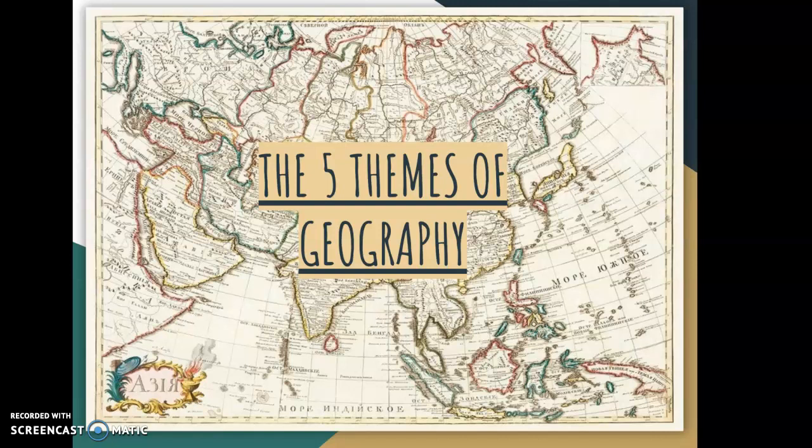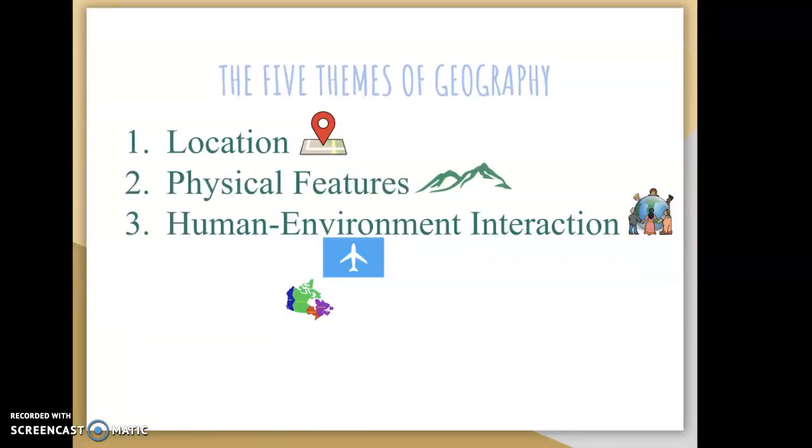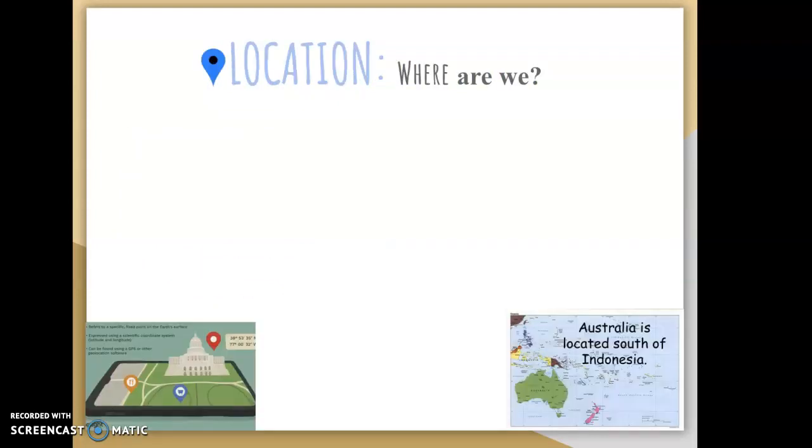But today's lesson is the 5 themes of geography. So we have location, physical features, human environment interaction, movement, and regions. We're going to go through each one of these. So, 2 types of location. Location is just like, where are we at this point?